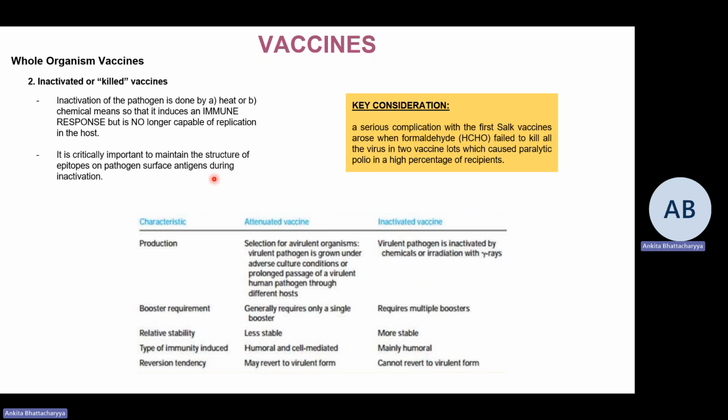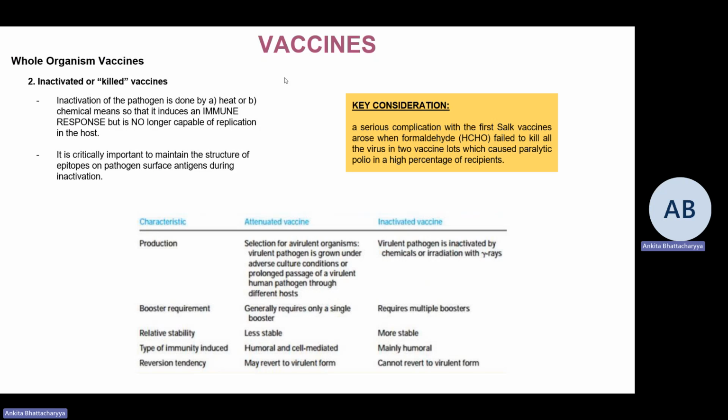This was a key consideration, a serious complication with the first Salk vaccines that arose when formaldehyde, or HCHO, which is a chemical means of inactivating the pathogen, failed to kill all the virus in two vaccine batches or vaccine lots, which caused paralytic polio in a very high percentage of recipients. Again, this is something you can consider as a technical fallacy. As much as the regulations are kept in check, it's always a possibility that something goes wrong. That's what had initially happened. So that led to more strict regulations and more strict maintenance and checking before administration is actually done.